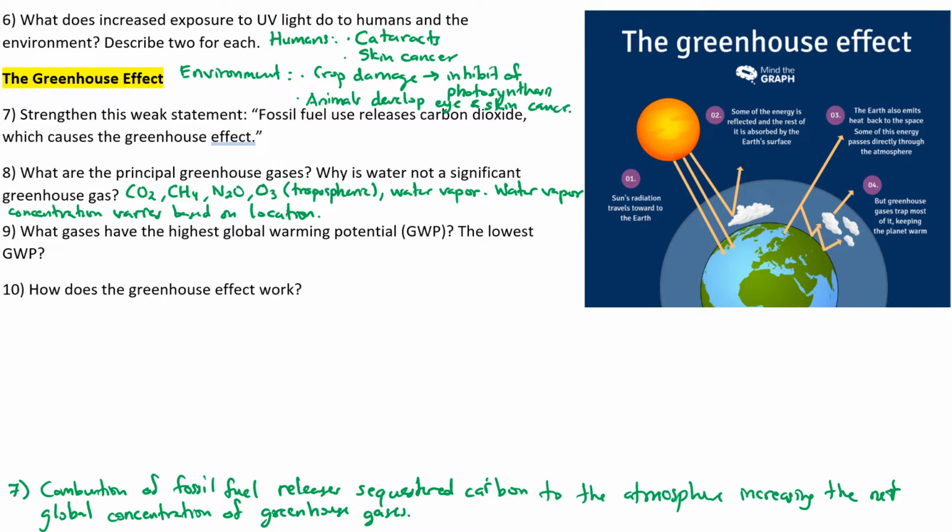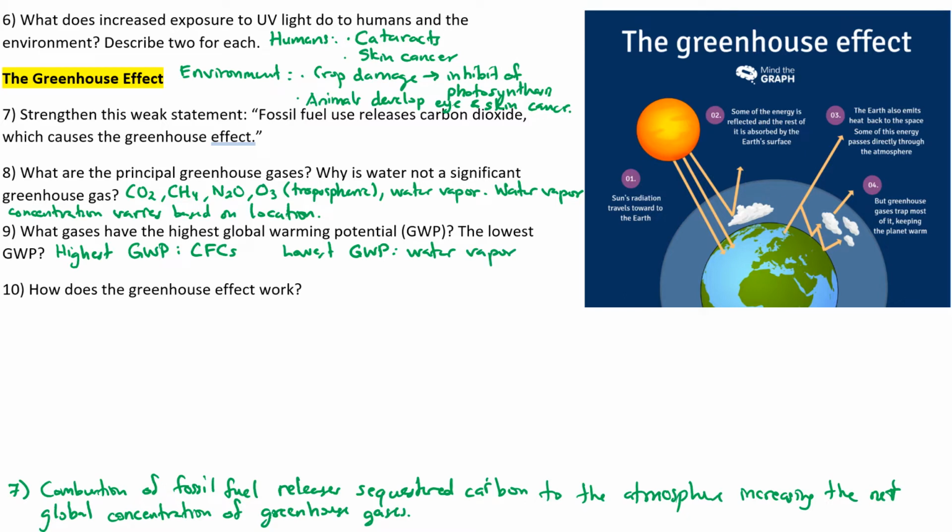So, highest global warming potential, GWP, would be the CFCs, y'all. They don't break down at all. Or, it takes a long time to break down. And then the lowest GWP would be water vapor.